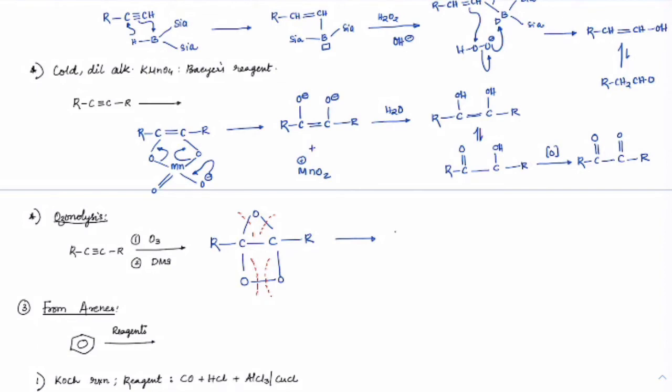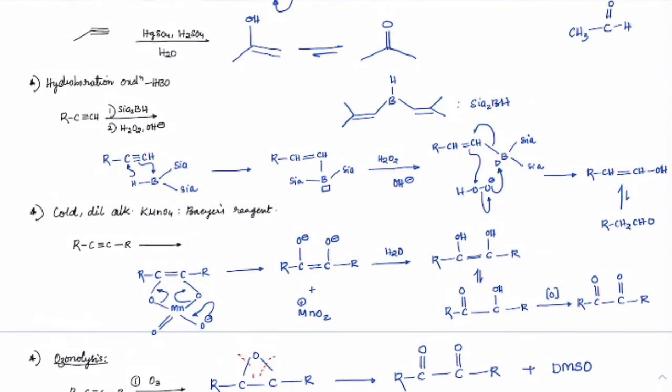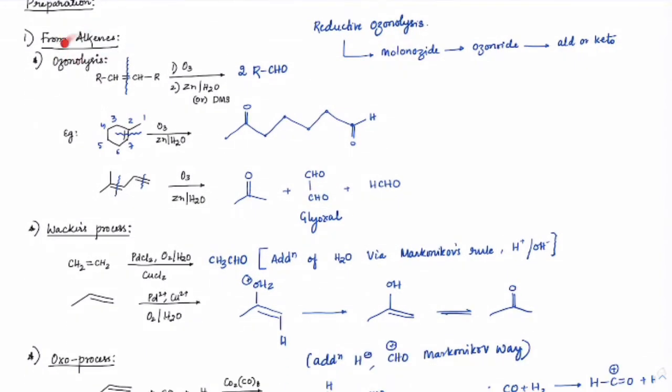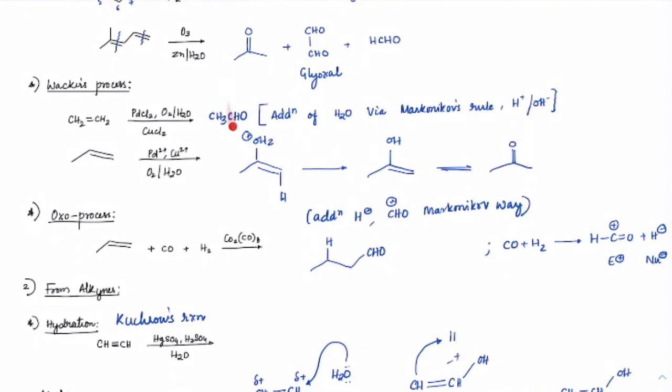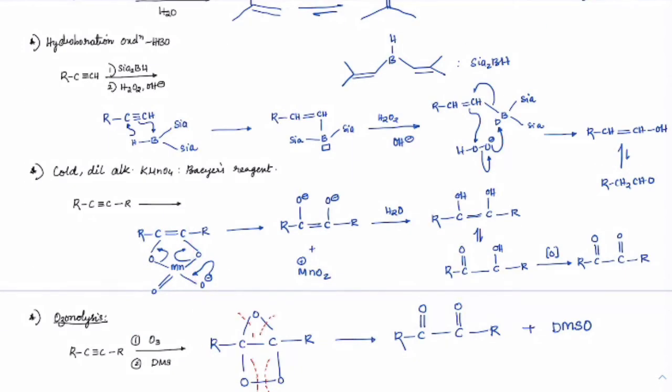So, that makes RC double bond O, C double bond O and R, and that nascent oxygen is being consumed by either zinc or DMS, whatever the reductive part which you are taking. So, it will become DMSO. I guess all of you understood that. Just check out. Once again, we started off with alkenes. What are the reactions? All of these are repeated ones. Alkynes, we have seen these reactions up to ozonolysis.